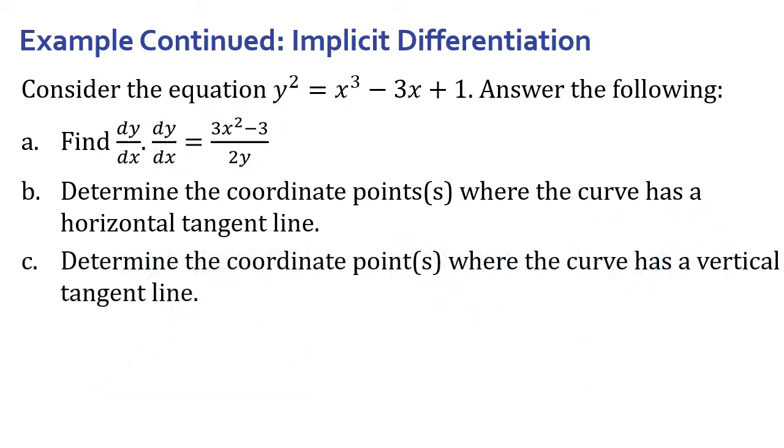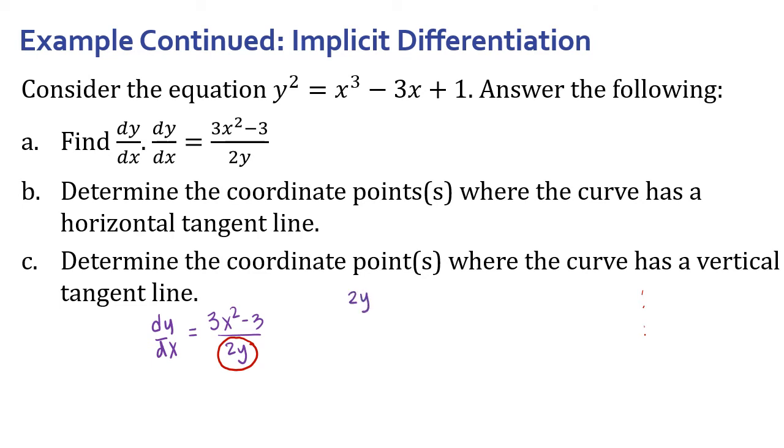Okay, and then the last piece, determine the coordinate points where the curve has a vertical tangent line. So vertical tangent line, so let's see, so we've got the derivative of y with respect to x. So where are we going to have a vertical tangent line? That's going to happen when the derivative is infinity or negative infinity. That's where we're going to have that vertical tangent. So to get infinity or negative infinity, this denominator has to equal 0. So we need to solve for when that denominator is going to equal 0.